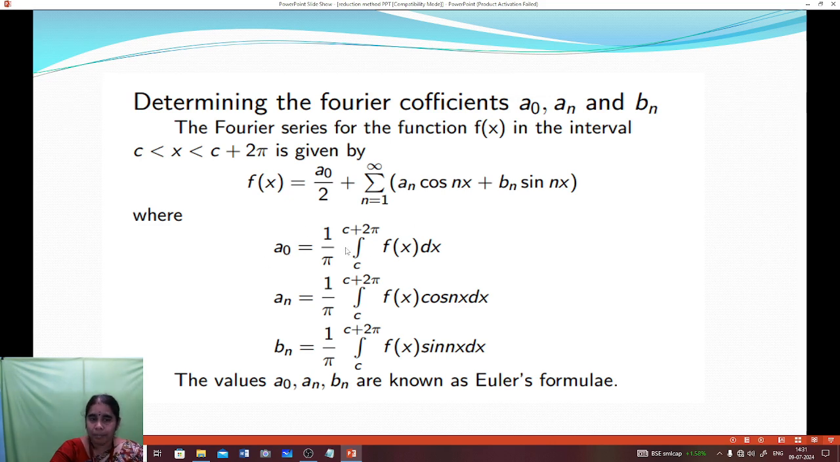We have to determine the value by using this formula. Similarly, a n equal to 1 by pi integral c to c plus 2 pi f of x cos n x dx, and b n is equal to 1 by pi integral c to c plus 2 pi f of x into sin n x dx. The values a naught, a n, b n are known as Euler's formula. We can determine the coefficients by using these formulas.